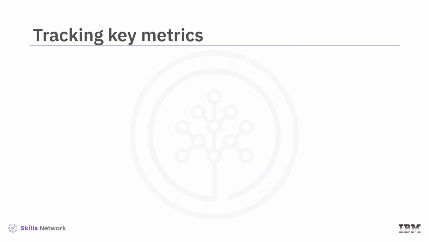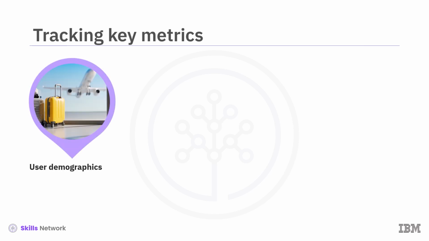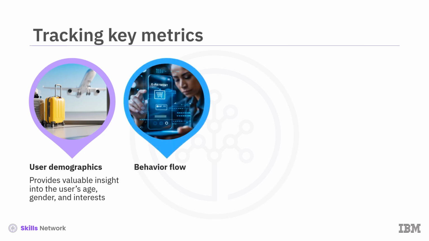Let's look at the different metrics that are useful for your app. The first metric is user demographics. Let's say Google Analytics reveals that a significant percentage of your app's users in the 25 to 34 age group are interested in travel. You can use this insight to include new offers or features that target this interest. Additionally, Google Analytics provides valuable insights into the user's age and gender, allowing you to enhance your content and marketing strategy further.